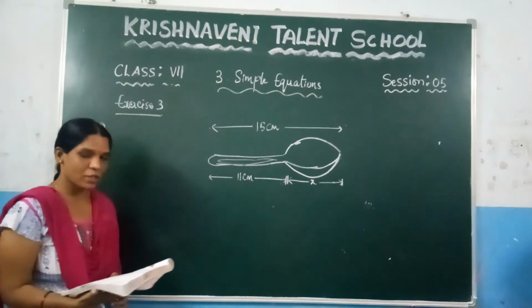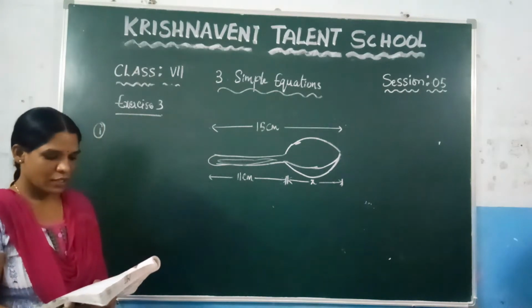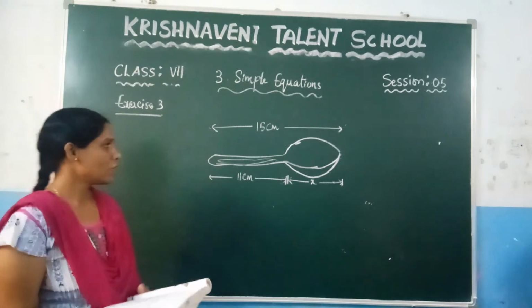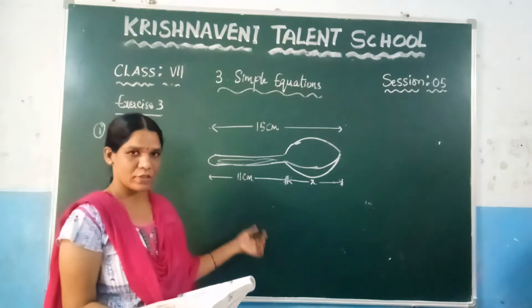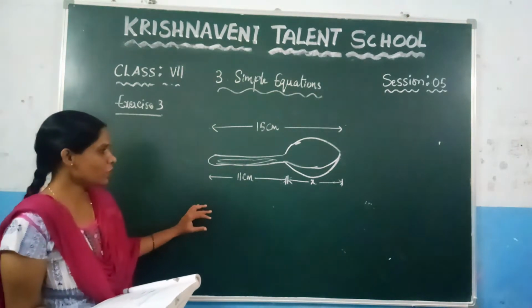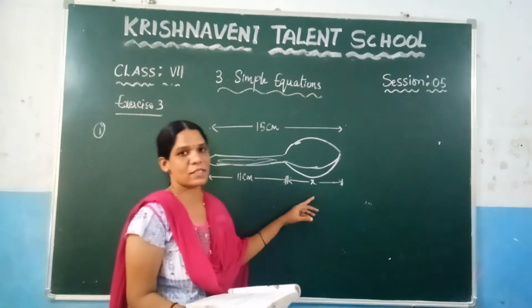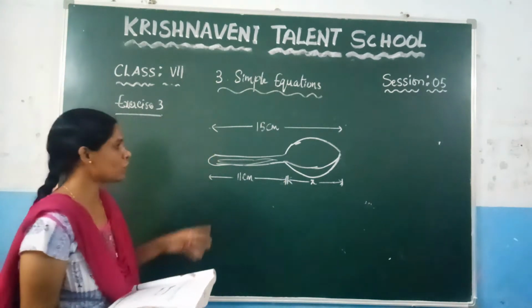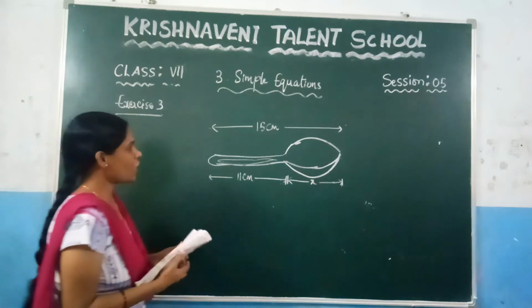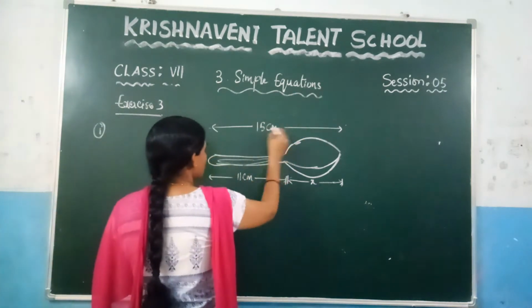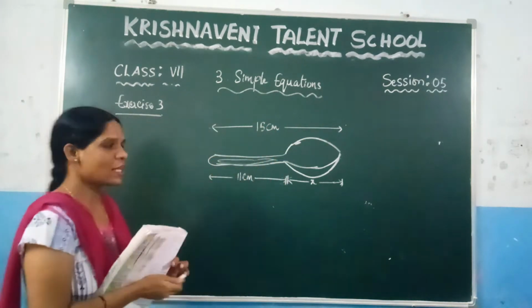Now we are going to solve exercise 3 first question. What is the question given here? They have given one figure which is a spoon, you know that, and here you need to find the value of x. They have given the total length of the spoon as 15 centimeters.